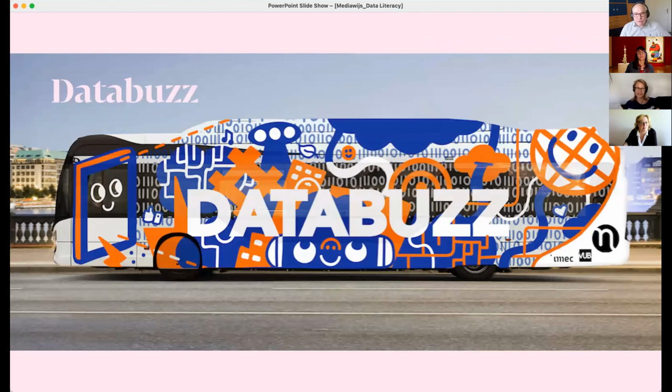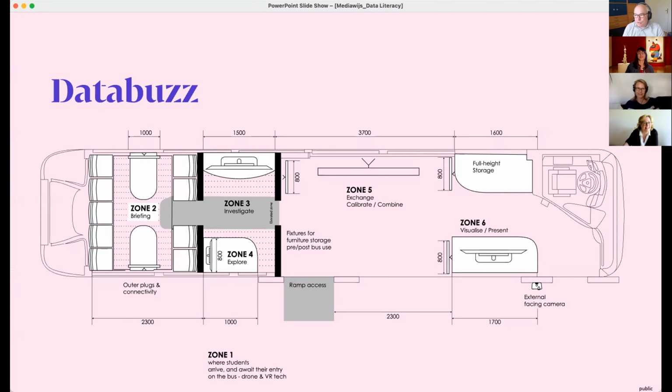And then together with VUB and IMEC, we have a data bus, which is a 13-meter electric bus packed with screens, packed with sensors, data applications, that we drive to schools in Brussels, and the bus stays there for 1 or 2 days. There is a week of preparation with the kids, of educational materials, of workshops which are organized. The bus arrives, and then there's 1 week after the bus has arrived of again workshops that are rolled out in these different schools.